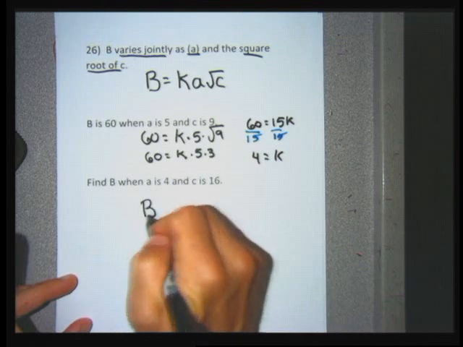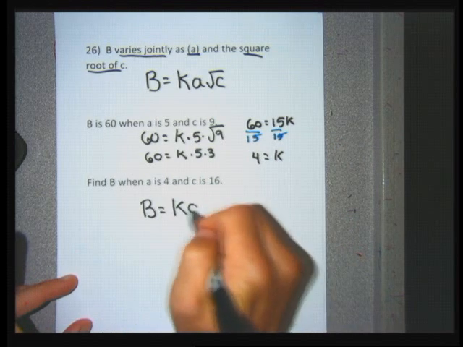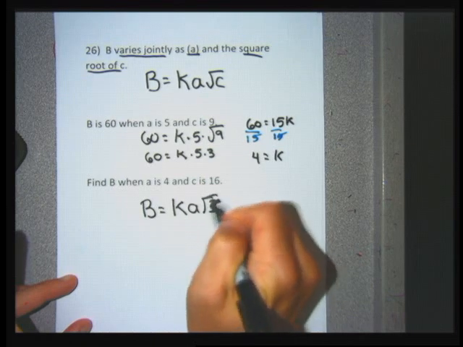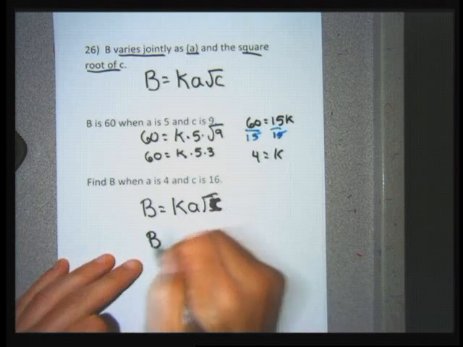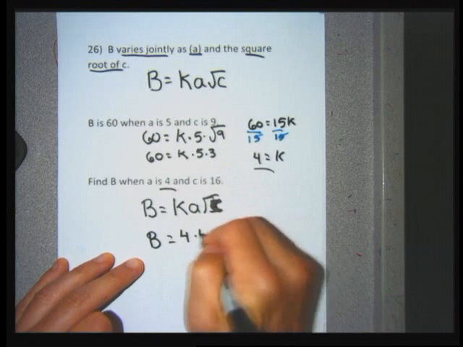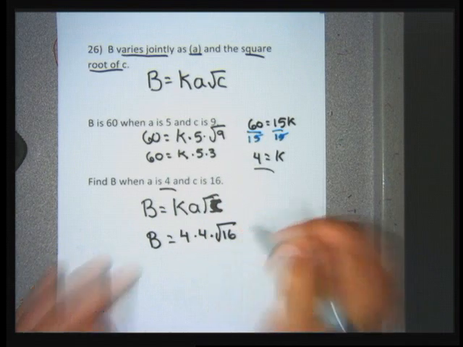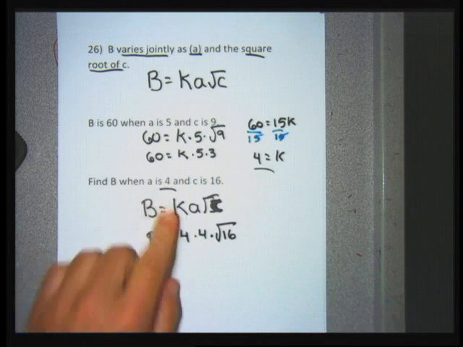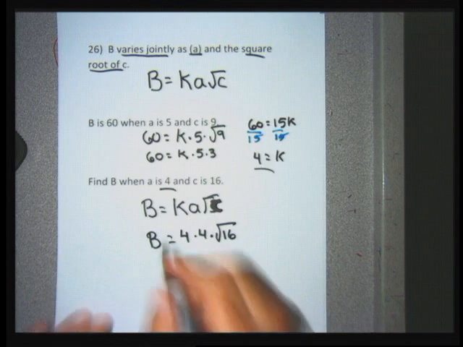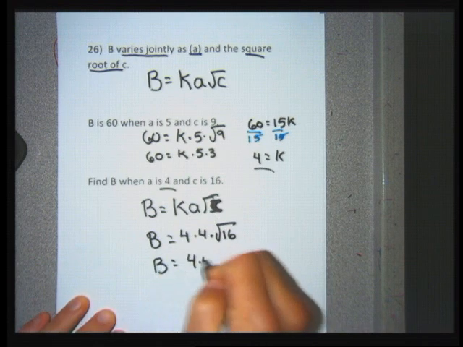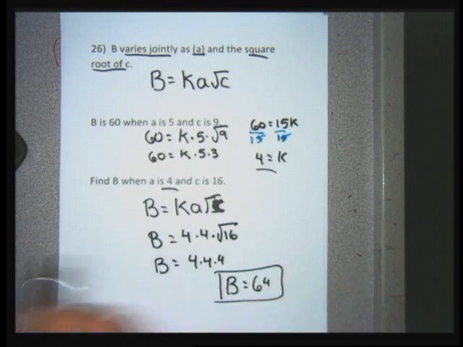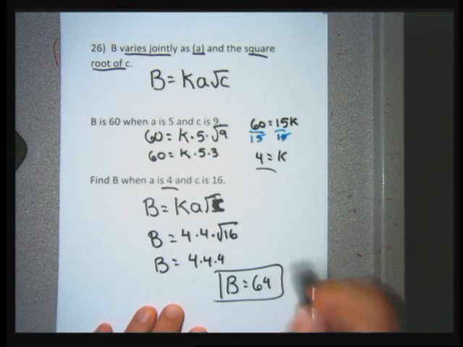Last sentence, I use my initial equation, b equals k times a times the square root of c. I'm solving for b. For k, I'm going to plug in 4. For a, I'm going to plug in 4. For c, I'm going to plug in 16. So I get b equals k, which is 4, times a, which is 4, times the square root of c, which is the square root of 16. This is going to be b equals 4 times 4 times 4, which is 64. So the answer to problem 26 is just going to be b equals 64.